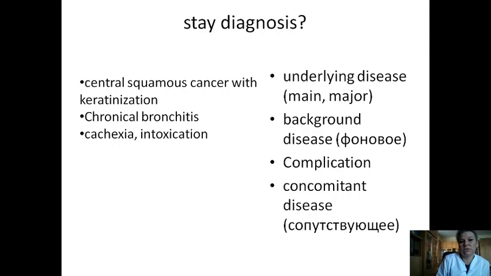In the left side, you can see main pathological changes, main pathological processes and diseases of this situation: central squamous cancer with keratinization, chronic bronchitis, cachexia with intoxication. You must sort those processes into the main rubrics of diagnosis: underlying disease, background disease, complication, and concomitant disease.